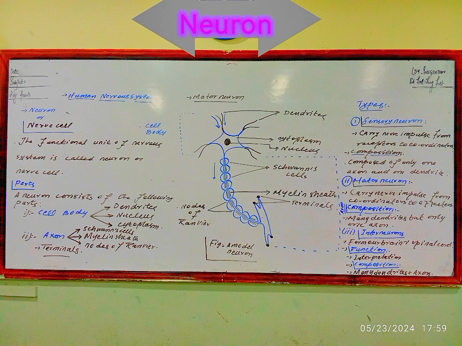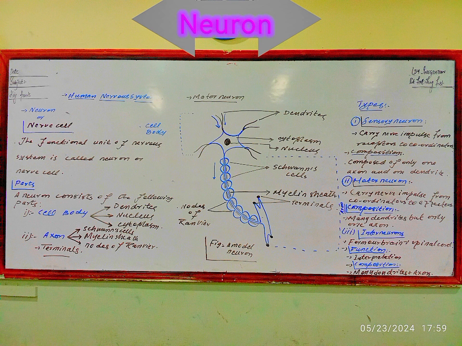There are some terminals also which are responsible for making connections between the adjacent neurons. Now the different types of neurons are present. Number one is sensory neurons. As the name indicates, they are responsible for sensing different stimuli and carrying nerve impulses from receptors to coordinators. They are composed of one axon and one dendrite.